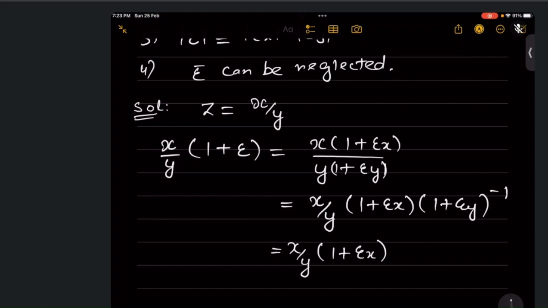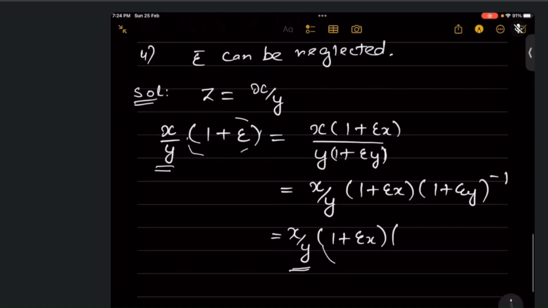y can be cancelled on both sides, right? That is possible. The idea here is not to cancel, but yes, we can do it that way also. But basically, I will just compare the terms. I will bring the right hand side into the left hand side format so that it becomes easy. Like x by y is on the right side as well and it's on the left side as well. So this term and this term can be compared, right? If I take one here and the rest another term here, then I can directly compare epsilon with epsilon x. I can do it that way also, cancelling like I did in the previous question.